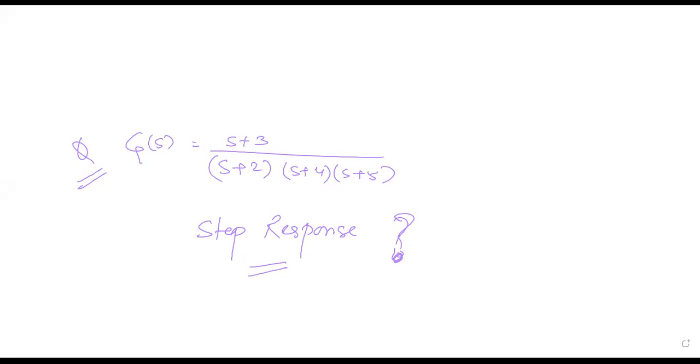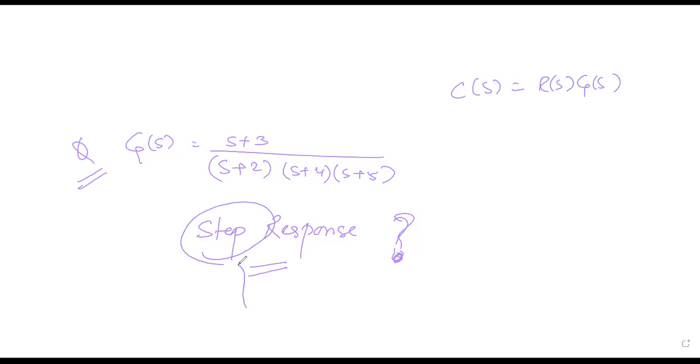So how to start this question? You tell me what you mean by step response. 1 over s. What is the response? The response is C of s, right? And what is the step response? 1 over s multiplied by G of s. C of s is R of s into G of s.